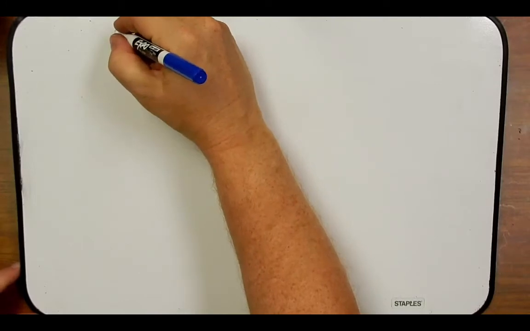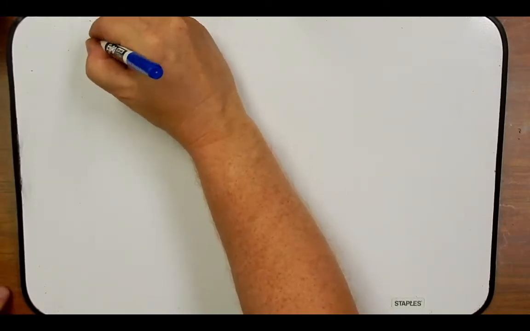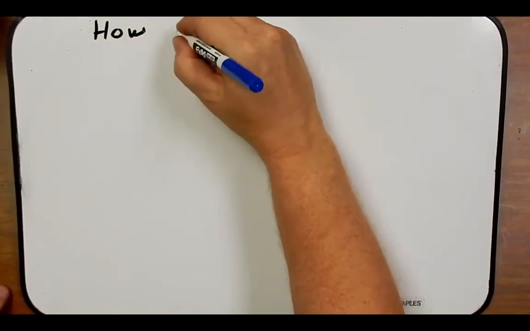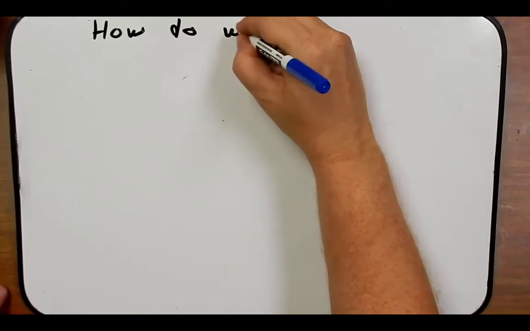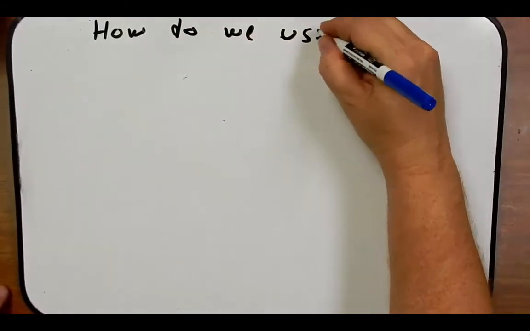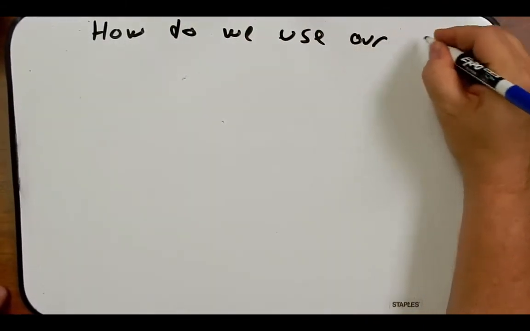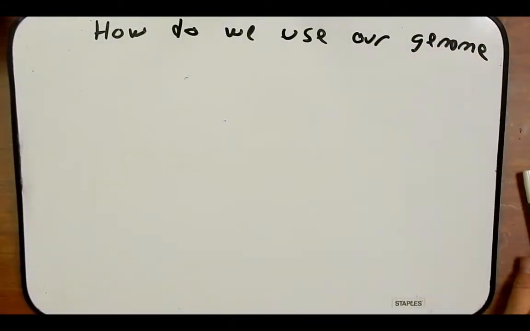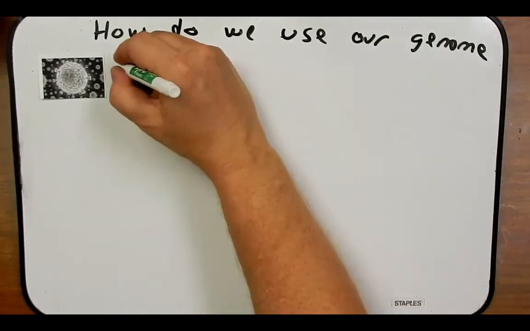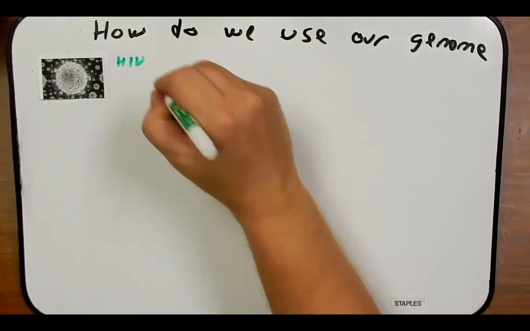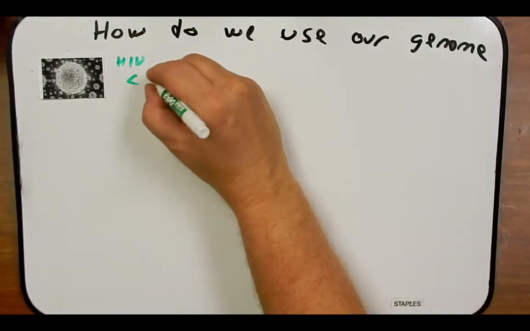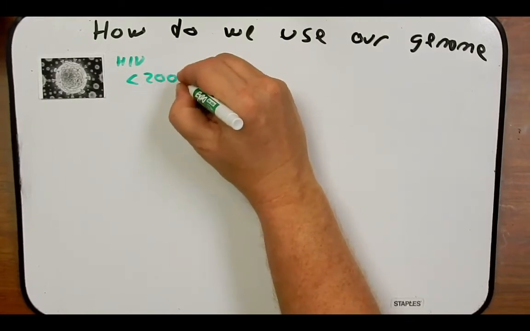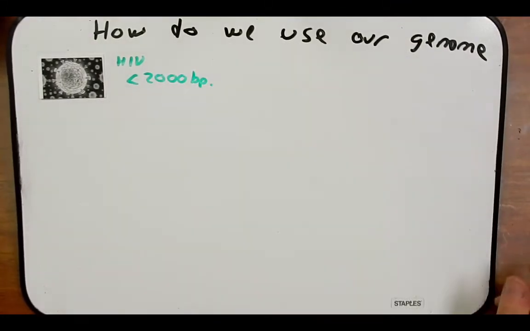Okay, so now let's focus in on this big question of how do we use our genome? We carry it around with us all the time, but how is it that we use it? So first let's talk about HIV. HIV has less than 2,000 base pairs. Pretty puny as far as genomes are concerned.